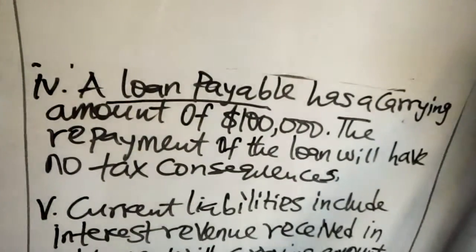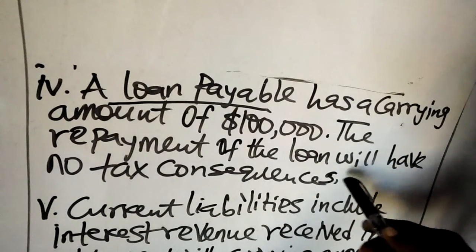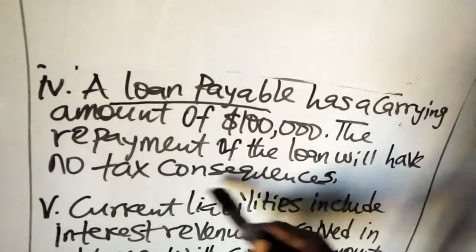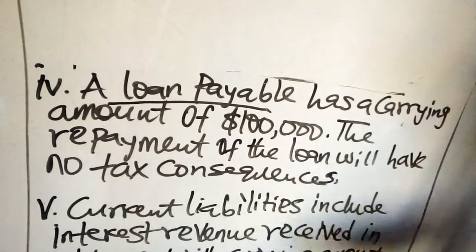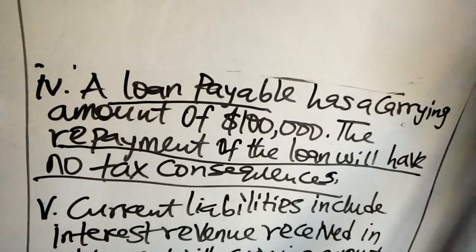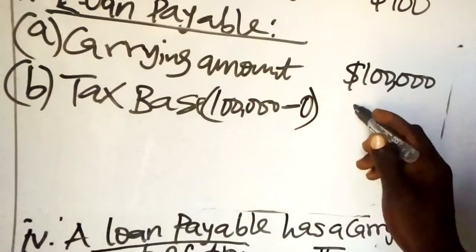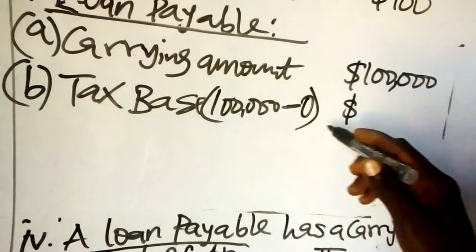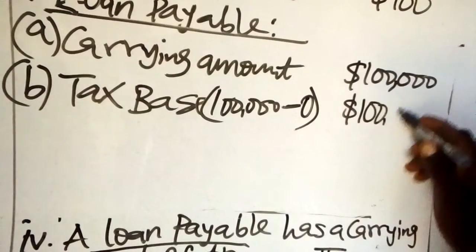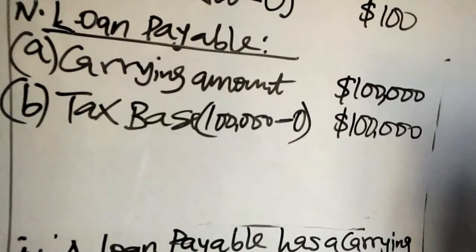So now let's read the question again. A loan payable has a carrying amount of $100,000. The repayment of the loan will have no tax consequence. That means since the repayment doesn't have any tax consequence, no amount will be deducted for tax purpose in the future. Therefore, the amount that will be deducted in the future in relation to the loan is 0. And if 0 will be deducted, then $100,000 minus 0 is still 100,000. The tax base of the loan payable is $100,000.